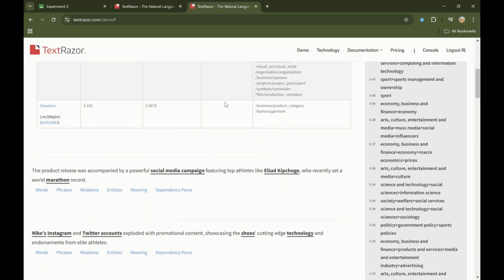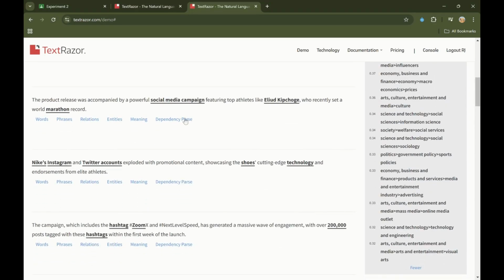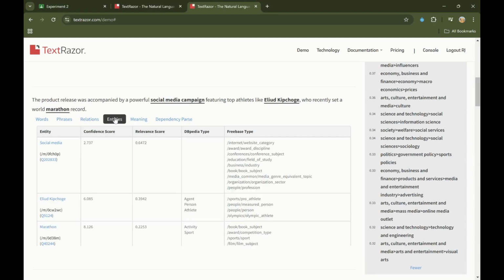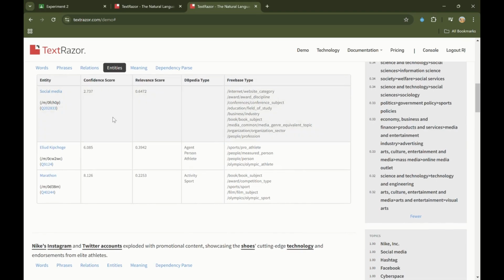As we move further down, we can see that in the next sentence in the entities category, if we look at the second row, there's a person who is mentioned, and it is given that this person is an athlete or a person. So that is also given out in the entities part. Along with that, marathon is also categorized as an activity or a sport under this paragraph.